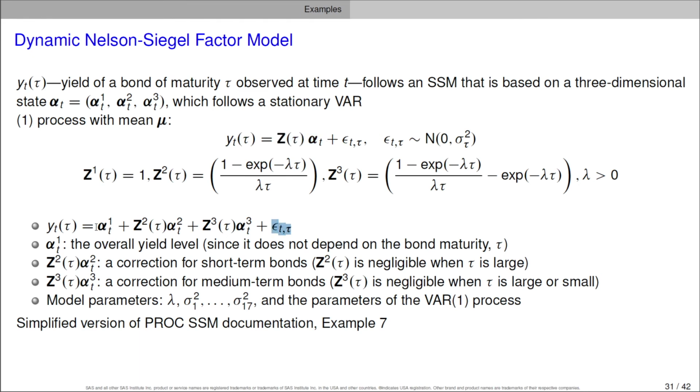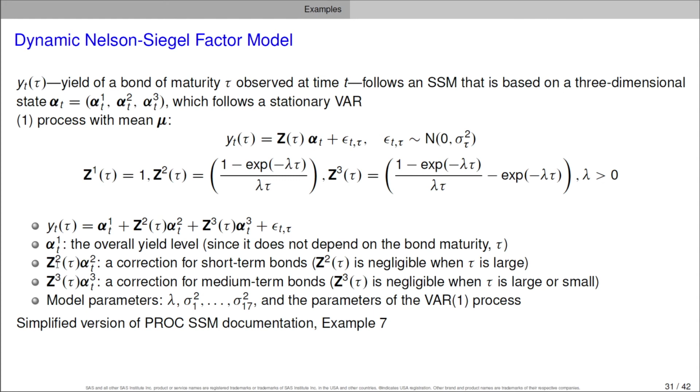Okay, so the first term, alpha_1t, is the overall yield at a given time point. This doesn't depend on the maturity. It only depends on the time. It changes over time, but for a given time, it's just the bond yield for that time period. So if I don't tell you the maturity of a bond, you would say probably its yield is alpha_1t.